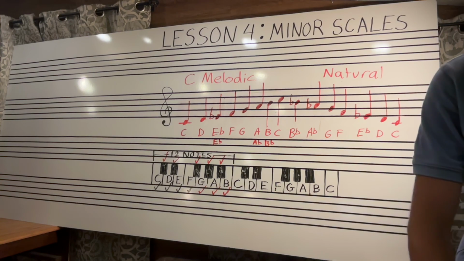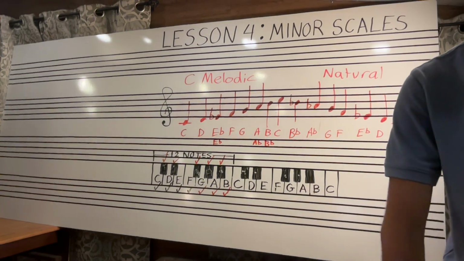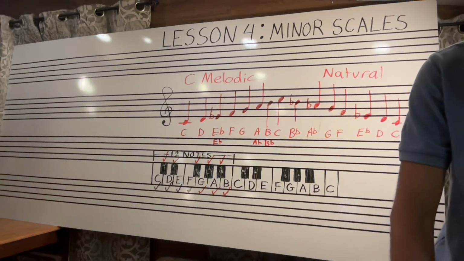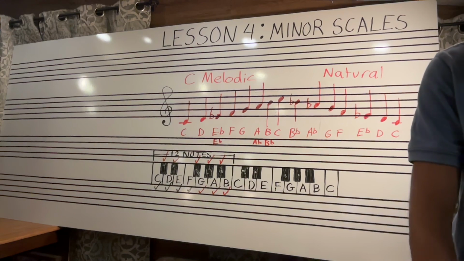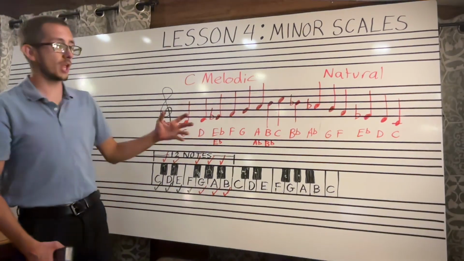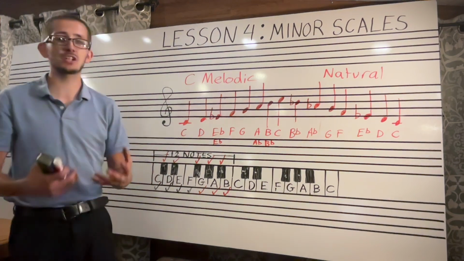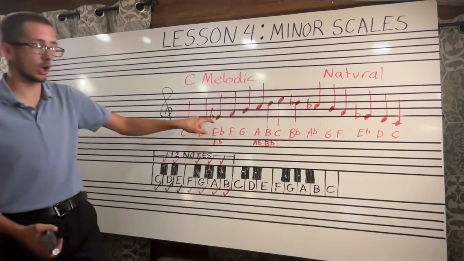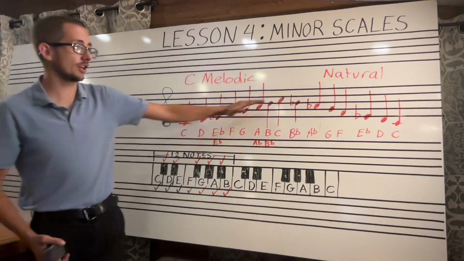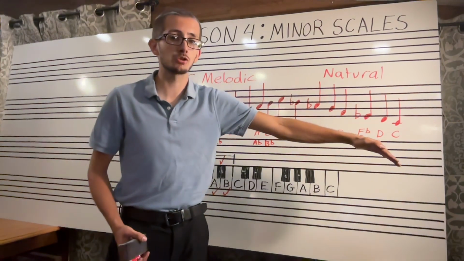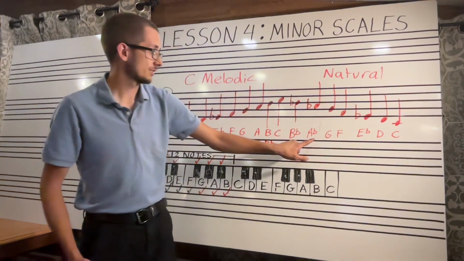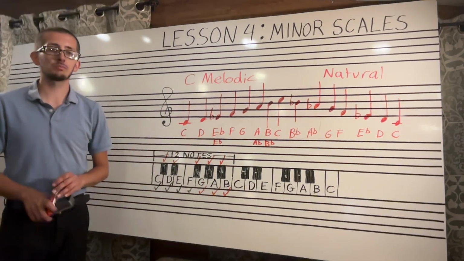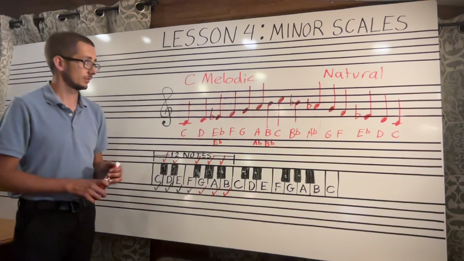One more time. C, D, E flat, F, G, A, B, C, B flat, A flat, G, F, E flat, D, C. So the melodic minor scale is certainly a more special and unique scale, but as long as you remember to start with a major scale and lower just the third note in ascending motion, and then in descending motion, you would lower the third, sixth, and seventh. So that takes care of all of the three types of minor scales.